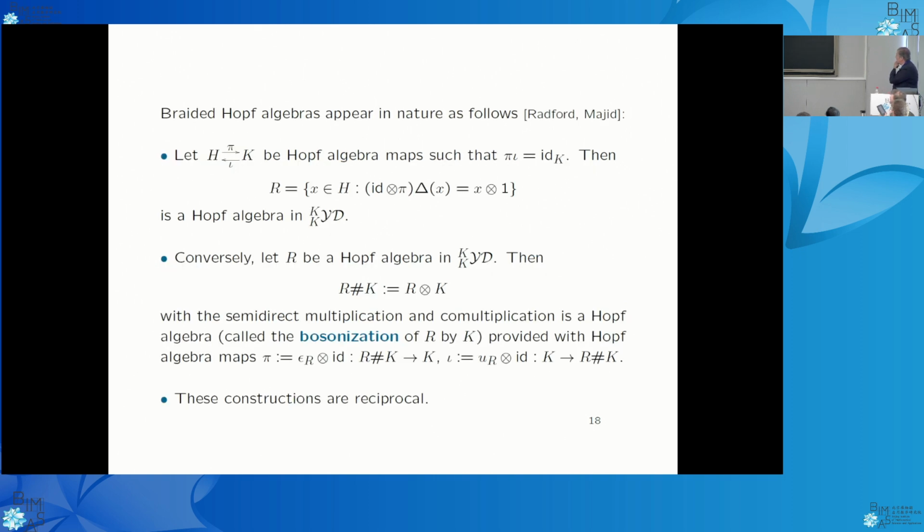Braided Hopf algebras arise in nature by a construction due to Radford, and that was interpreted in categorical terms by Majid. This says that if you have two Hopf algebras provided with a projection pi from H to K and injection iota from K to H, such that pi iota is the identity, then you take R equal to the elements in the big algebra H satisfying this equation, then this R is a Hopf algebra, not a usual Hopf algebra, but it is a Hopf algebra in the category of Yetter-Drinfeld modules over the small algebra K.